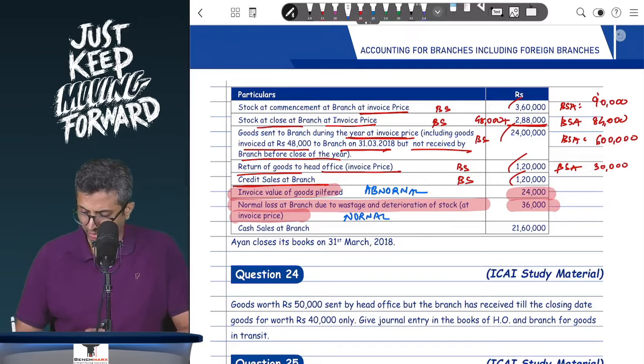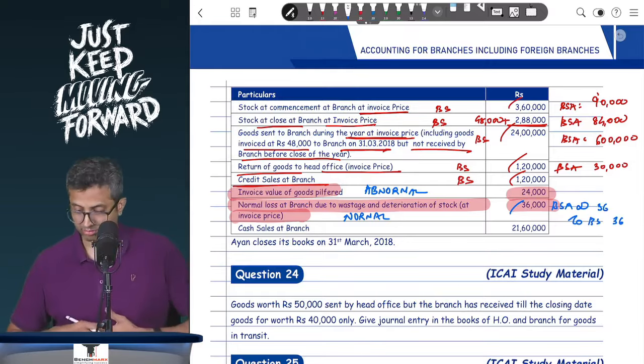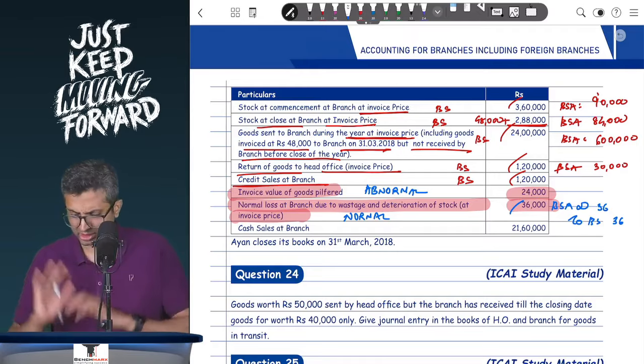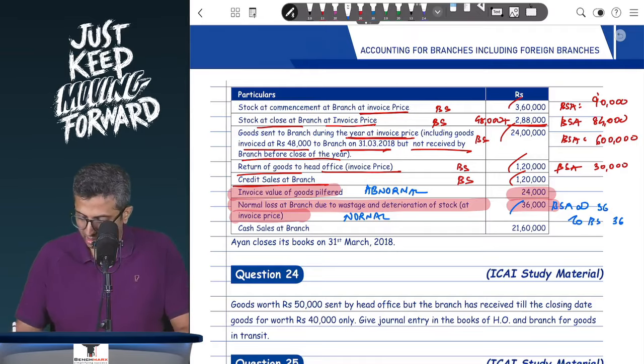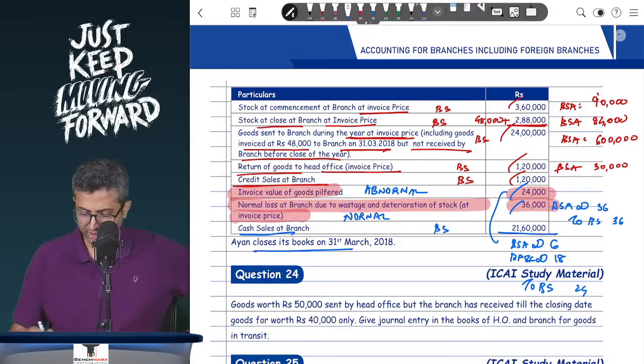So when I look at normal, your entry over here will be branch stock adjustment account debit 36 to branch stock. So over here you are reducing your stock, but at the same time the total impact, the loading as well as the profit, will entirely be removed. So just remember this effect. And when you look at 24,000, the entry over here will be branch stock adjustment account debit 6, branch P&L will be the cost, which is I believe 18, to branch stock, which is 24, and cash sales at a branch is 21,60,000. This will go in the branch stock account, and the branch closes its books on 31st March 2018.